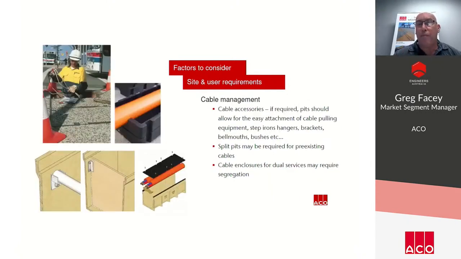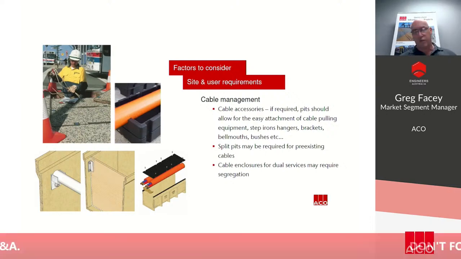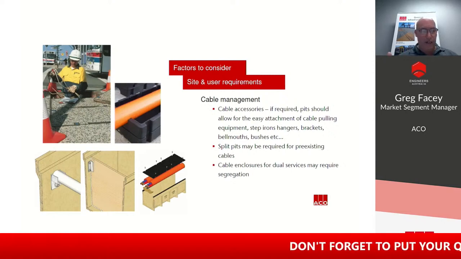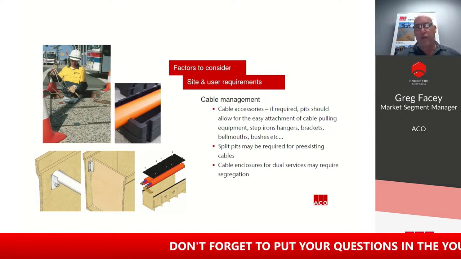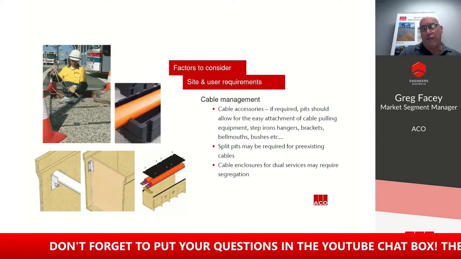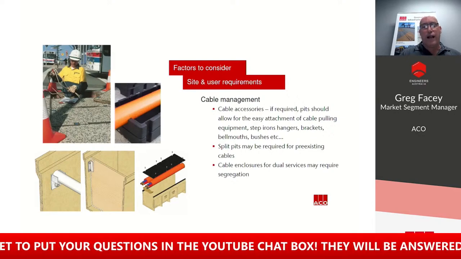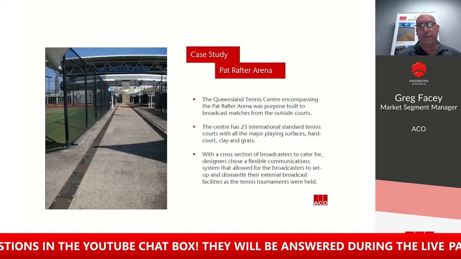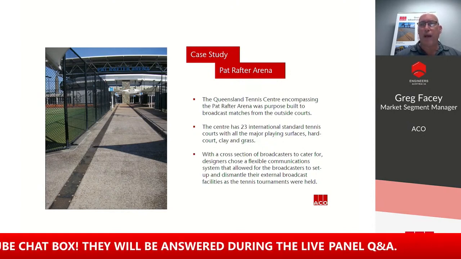We also look at cable management in terms of the cable accessories. So if they're required, pits should allow for easy attachment of cable pulling equipment, step irons, hangers, brackets, bell mouths and bushes, etc. Split pits may be required for pre-existing cables, and cables and enclosures for dual services may require segregation. And segregation is not uncommon, particularly on public transport applications where different systems must be segregated, i.e. CCTV, power or hearing loops. So if you do require segregation, look for those systems that enable you to facilitate segregation. Let's have a look at this case study, which was at Pat Rafter Arena.